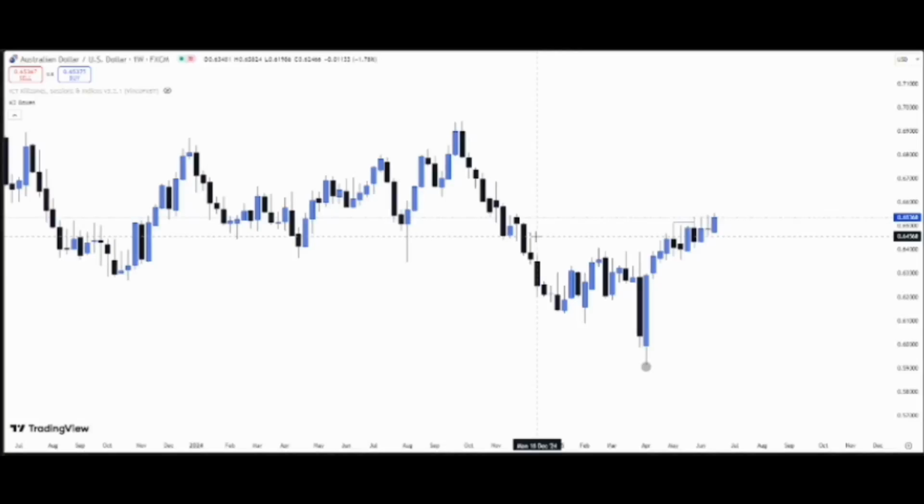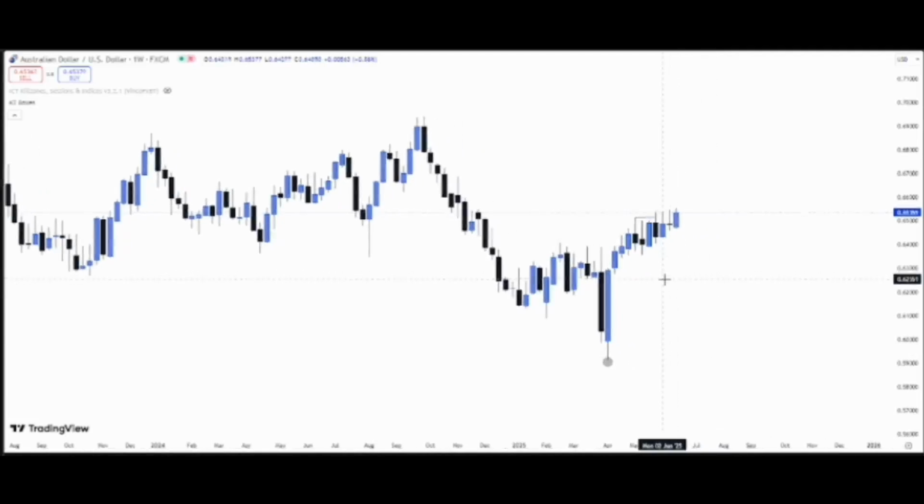Okay, this is AUD USD weekly time frame. Like I said, we need to first check the weekly time frame. Now, I'm going to show you what you need to look out for. And secondly, this strategy is best even when the market on the weekly time frame seems to be ranging.